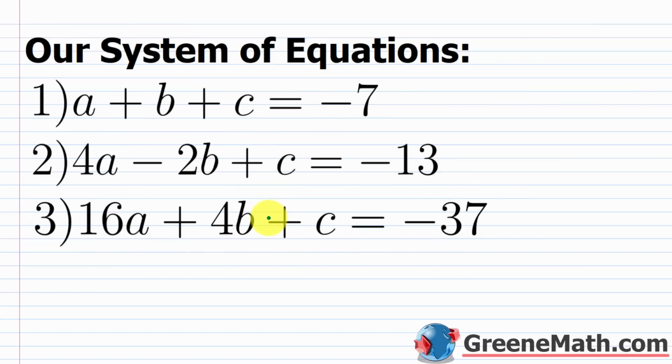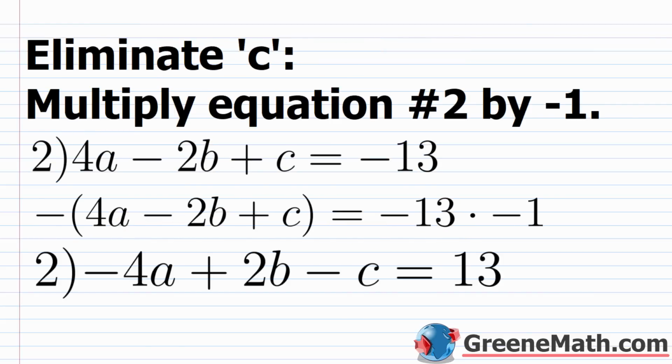All right, so now we have our system of equations. So equation number 1 is a plus b plus c equals -7. We have equation number 2, which is 4a minus 2b plus c is equal to -13. And then equation number 3, which is 16a plus 4b plus c is equal to -37. So once again, we're going to eliminate c. And to do that, we're going to multiply equation number 2 by -1. And then, of course, we can add equations number 1 and number 2, and then equations number 2 and number 3.